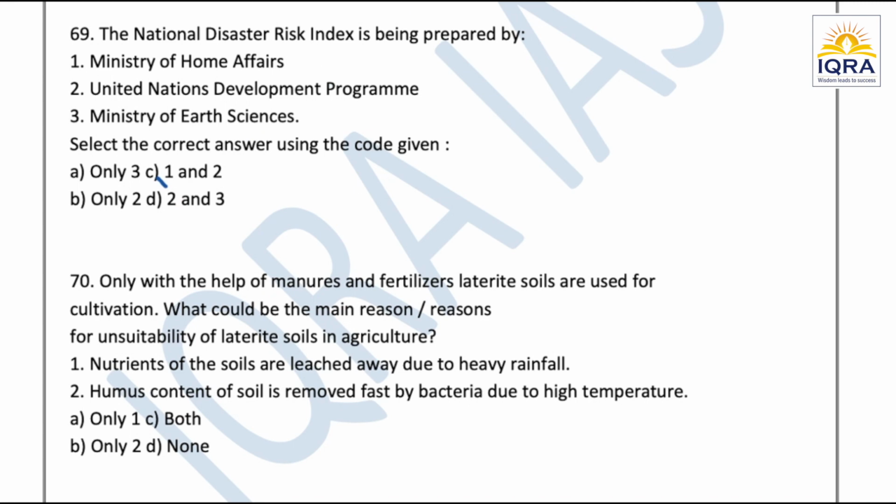I'm sorry, it's not Ministry of Arts and Sciences. It is United Nations Development Program. So the answer for this question is C. That is 1 and 2. It is developed by Ministry of Home Affairs and United Nations Development Program, and it is basically aimed at assessing the average risk of death per country in large and medium scale disasters.